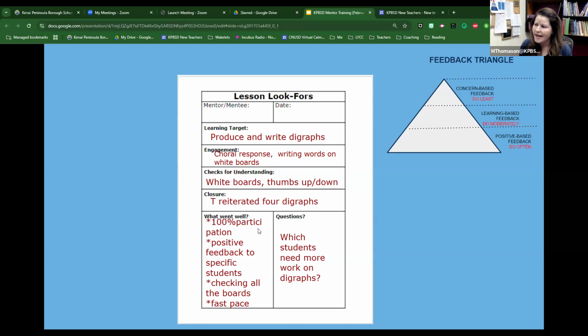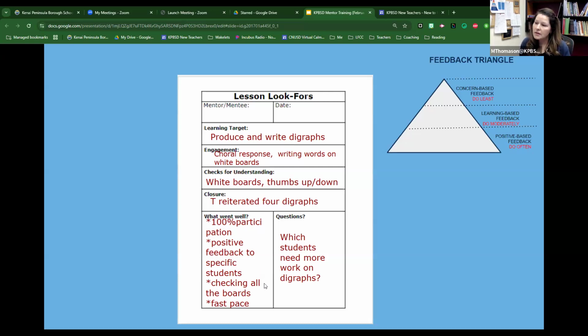And what you see in the upper right-hand corner is that feedback triangle. You'll notice that at the bottom of that triangle is positive-based feedback, which you want to do as often as possible. Learning-based feedback should be done moderately. It's in the middle of that triangle. And then concern-based feedback, that's the principal's job. It is the principal's job to come in and let them know about concerns they have with their instruction.